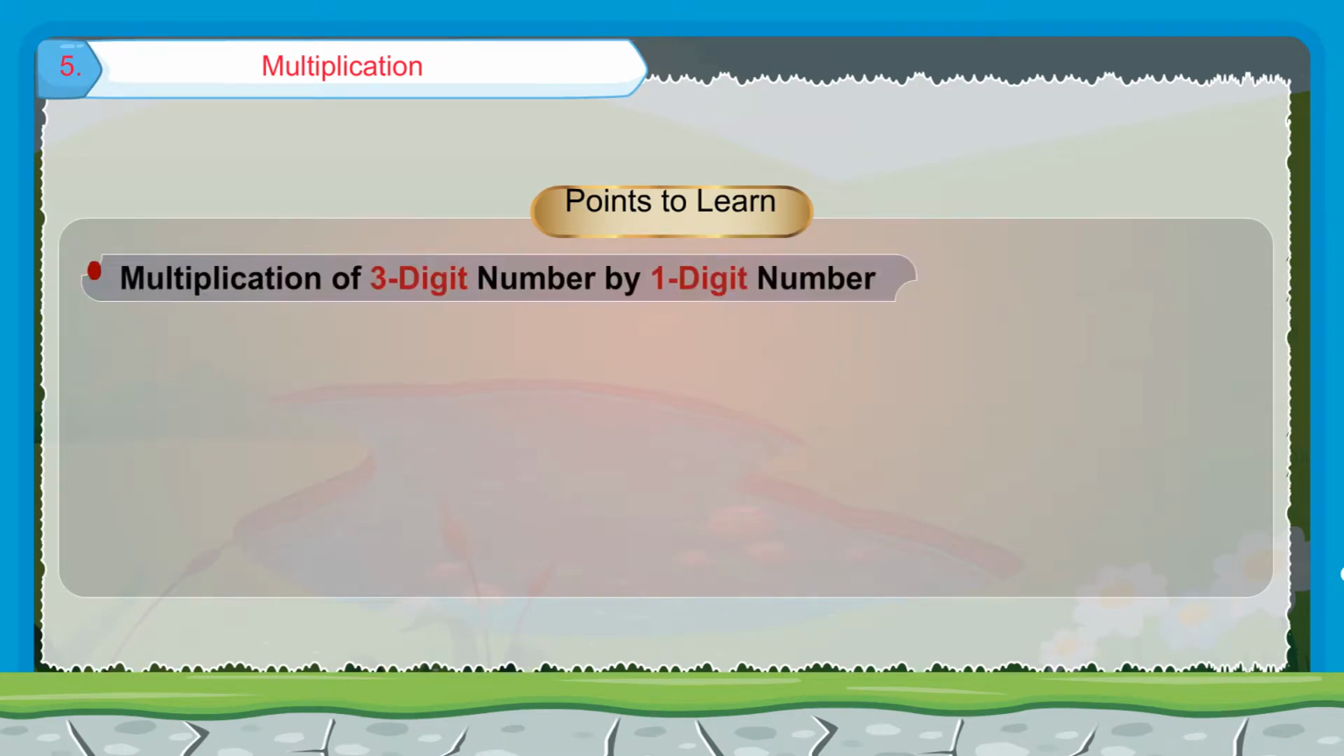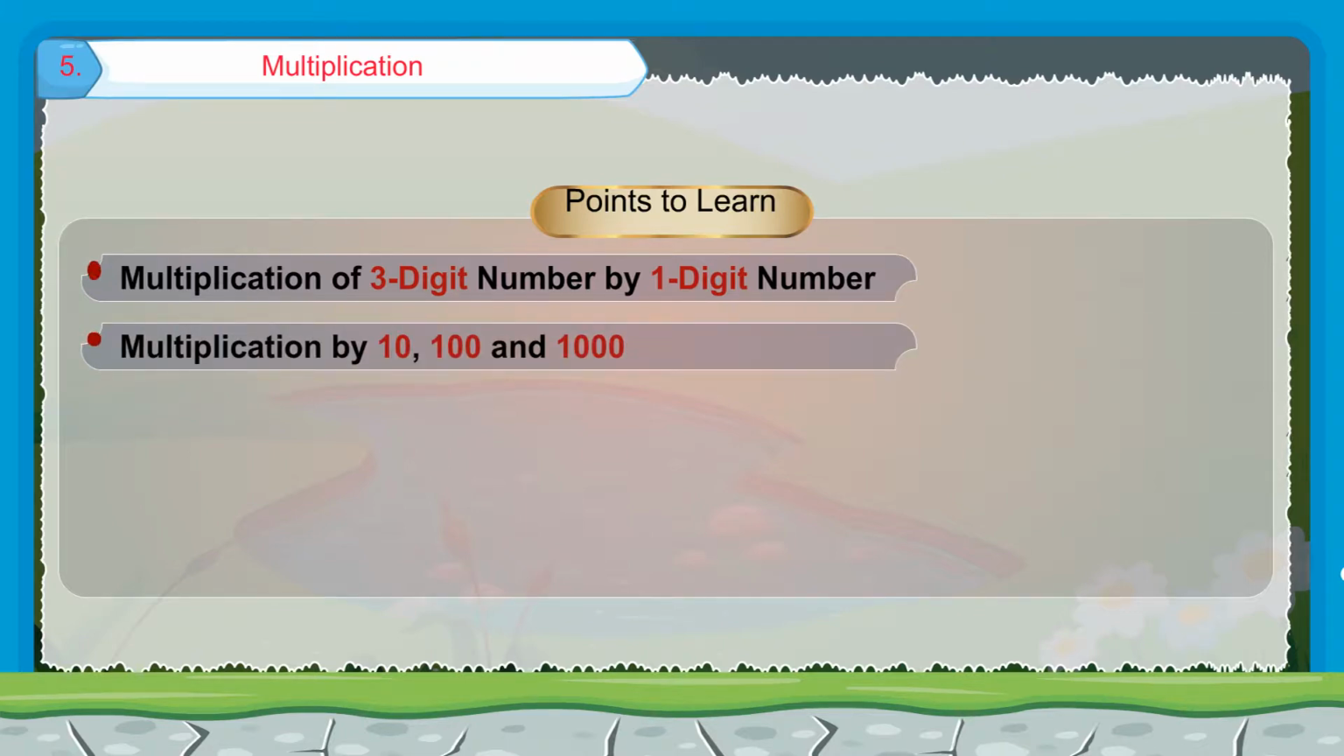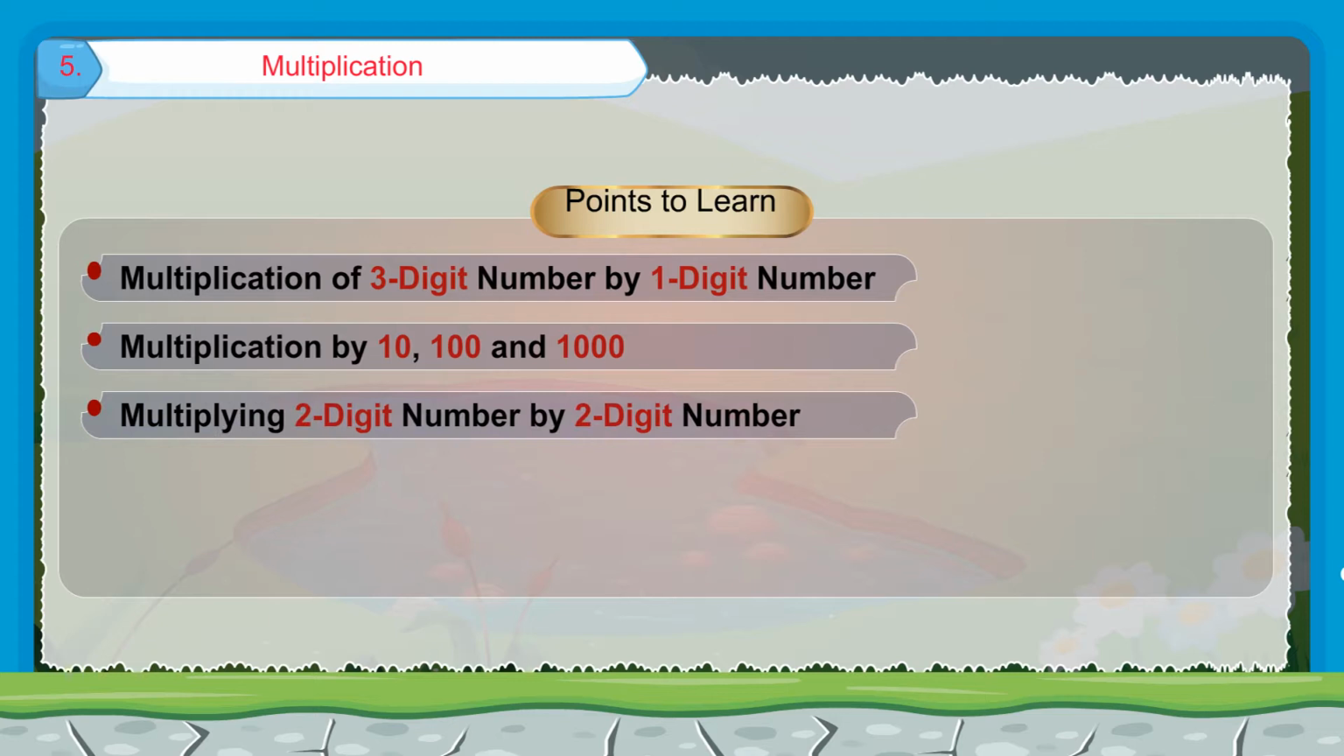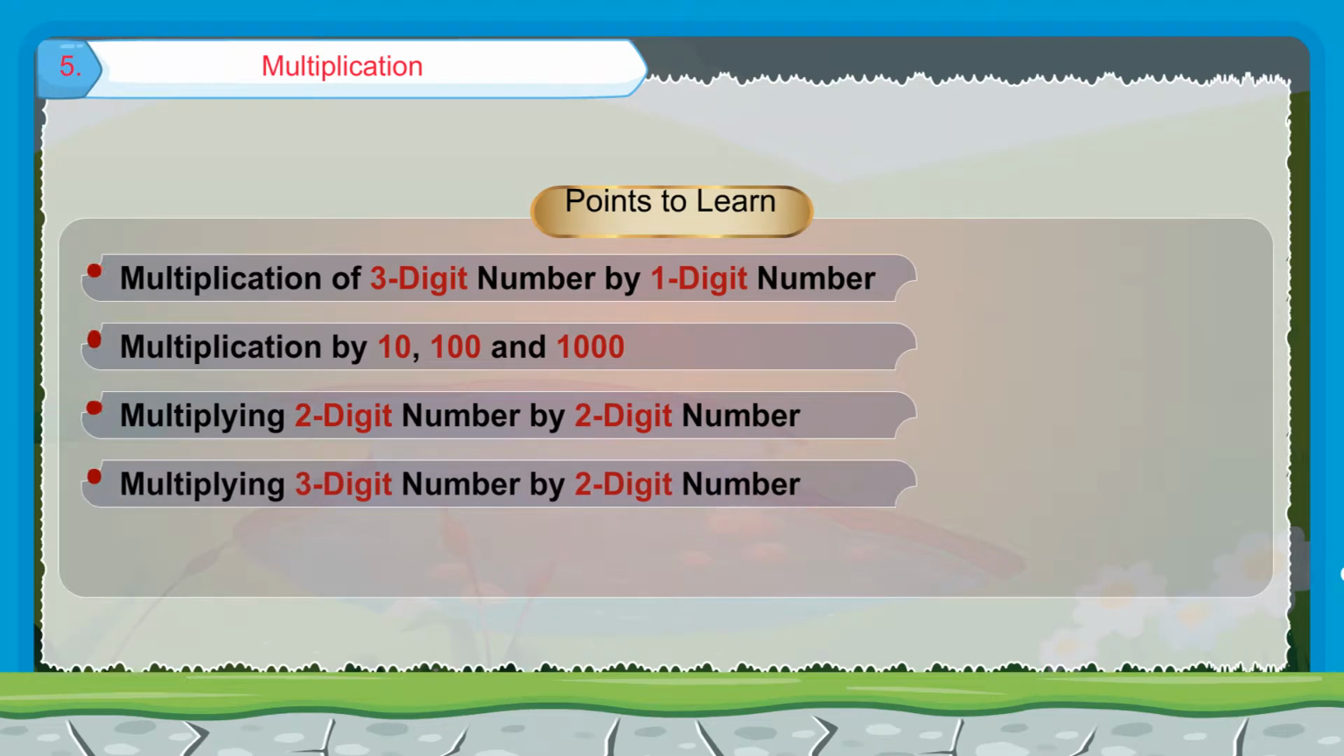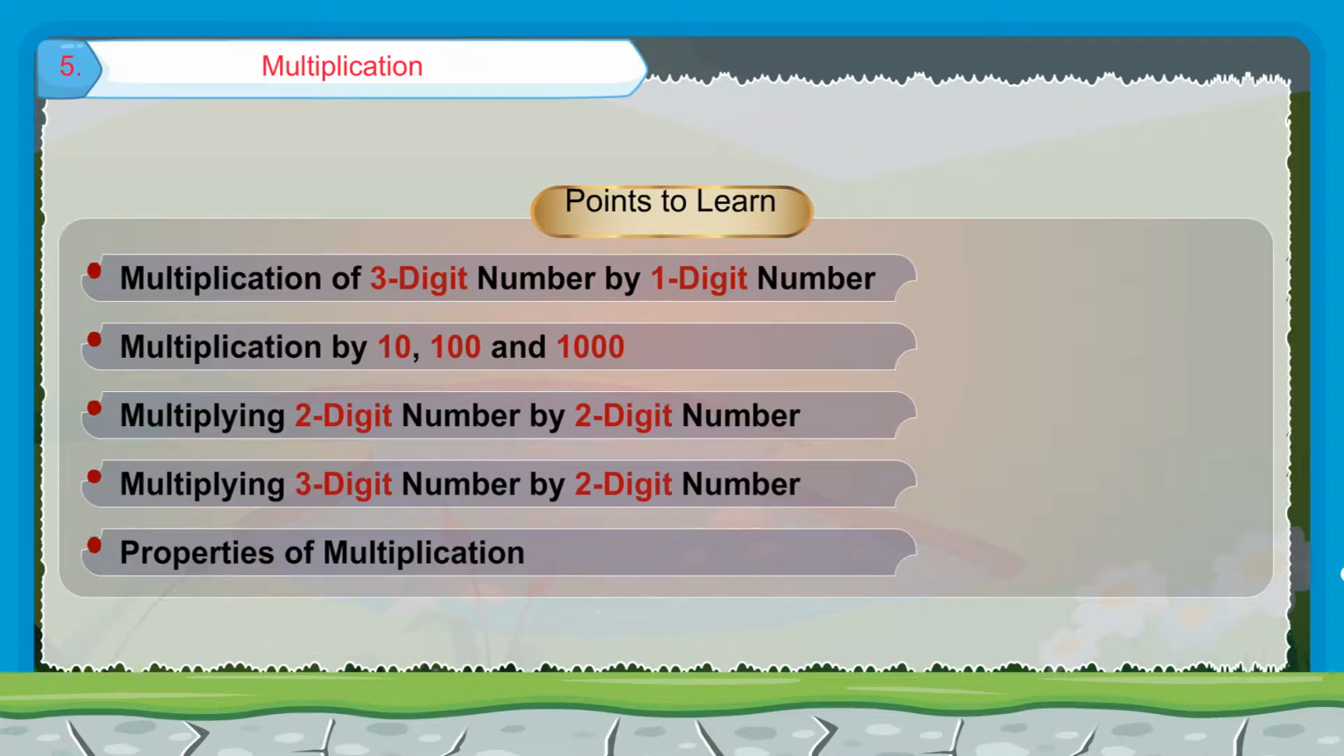Multiplication. Points to learn. Multiplication of 3-digit number by 1-digit number. Multiplication by 10, 100 and 1000. Multiplying 2-digit number by 2-digit number. Multiplying 3-digit number by 2-digit number. Properties of multiplication. Review exercise.